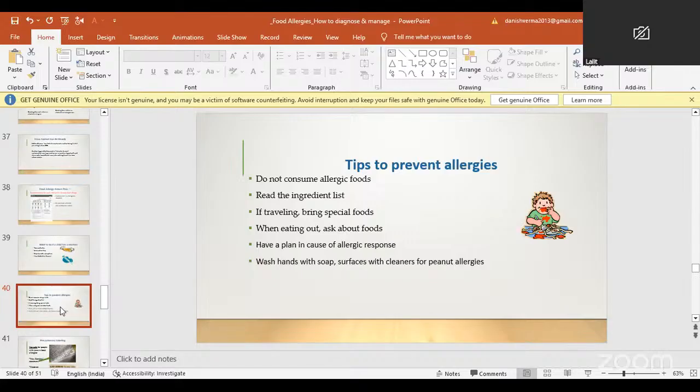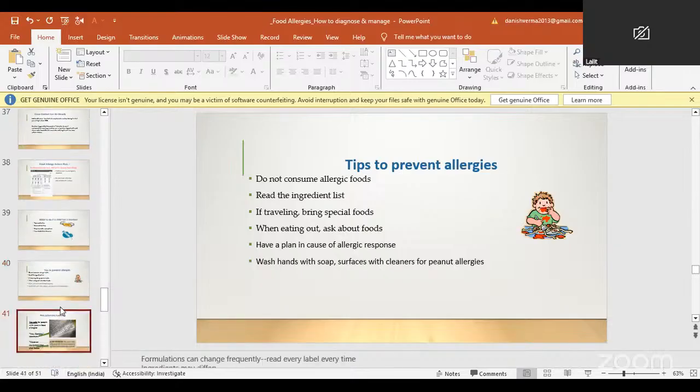When eating out, always ask about the food. Say, for example, gluten: there are gluten-free restaurants, at least in Mumbai some of them are there, and of course in the West a lot of them. There is always an allergen mentioned on any food packet, so always look into it. Have a plan in case of allergic response. Wash hands with soap and clean surfaces properly in case of peanut allergies.